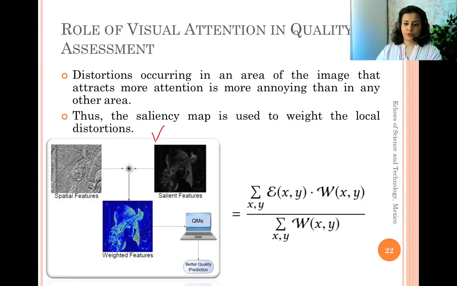So this image shows a diagrammatical explanation of the second method of incorporating the saliency map inside our spatial features. We can use this mathematical notation to weight the saliency information. This is the spatial features. We take its sum, multiply it with saliency information and then divide it by the overall saliency information. So that's how we obtain the weighted features.